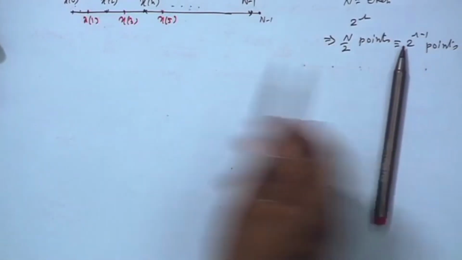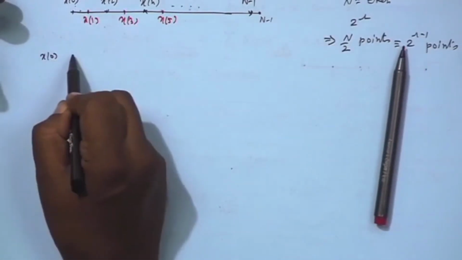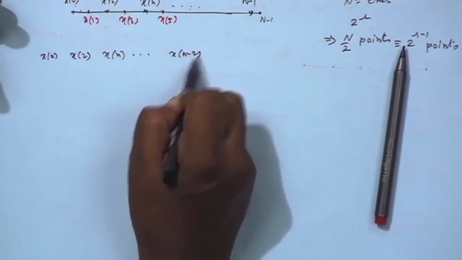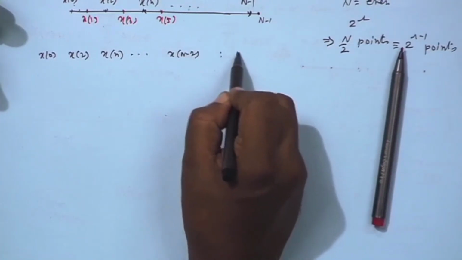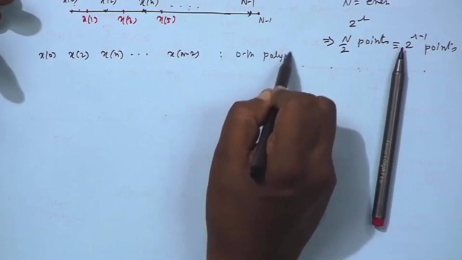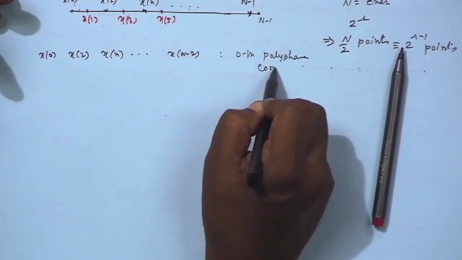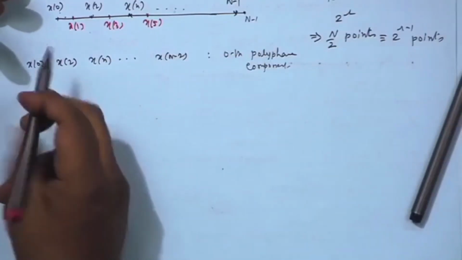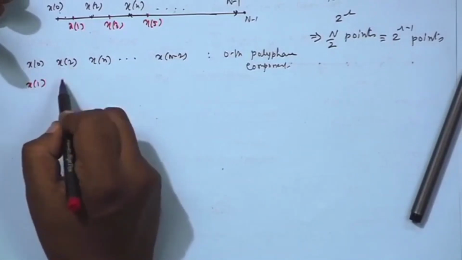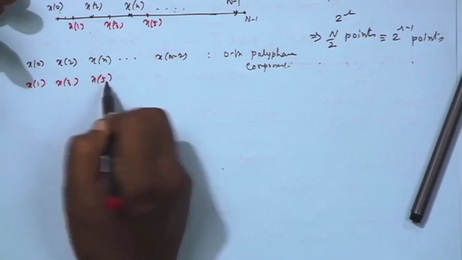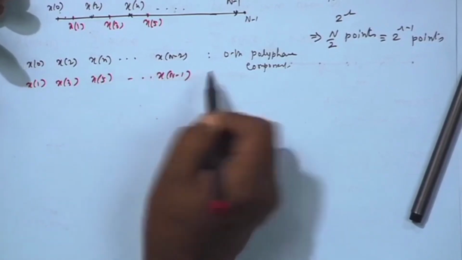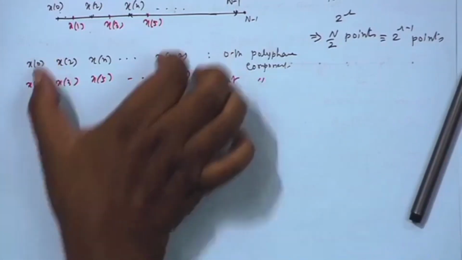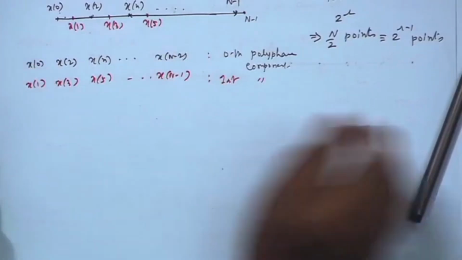If I have this sequence x0, x2, x4 dot dot dot up to x n minus 2, this is the 0th polyphase component. And how do you get it? If you just decimate by 2, you get it. And another component is x1, x3, x5 dot dot dot x n minus 1. This is the first. Both have how many terms? N by 2 here, n by 2 here. There is 2 to the power r minus 1 here, 2 to the power r minus 1 here.